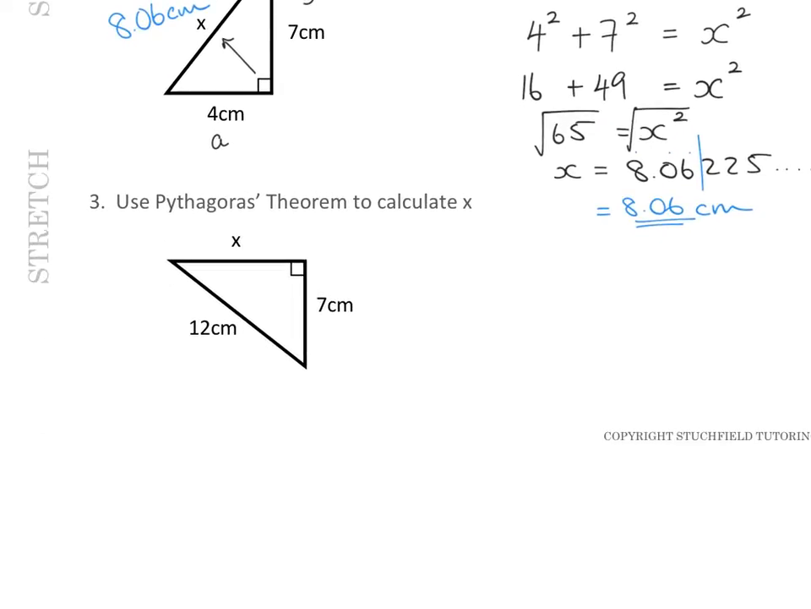Okay, final example here. It says use Pythagoras' theorem to calculate x. So same question, and I'm going to do the same process. So I'm going to start by labelling. So I've got C, and then A and B don't really matter.